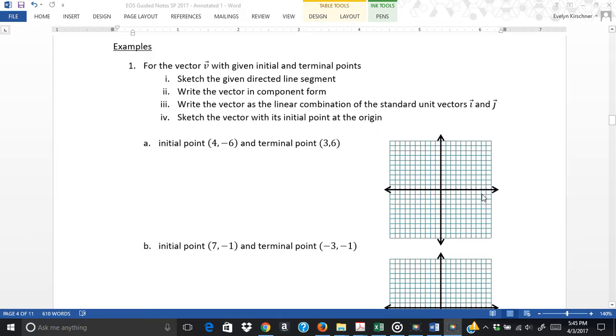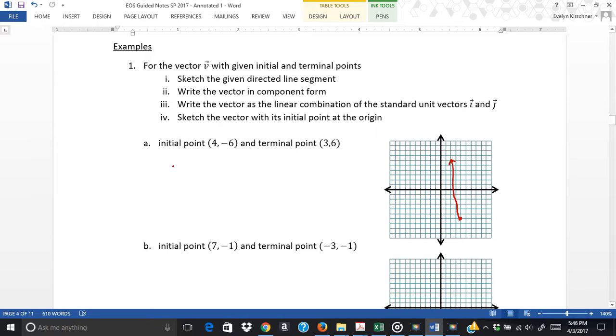So if I have initial point at 4, negative 6, here's my initial point. One, 2, 3, 4, and 1, 2, 3, 4, 5, 6. And terminal point at 3, positive 6, here, that's my vector. Whoops, so it should be straight.